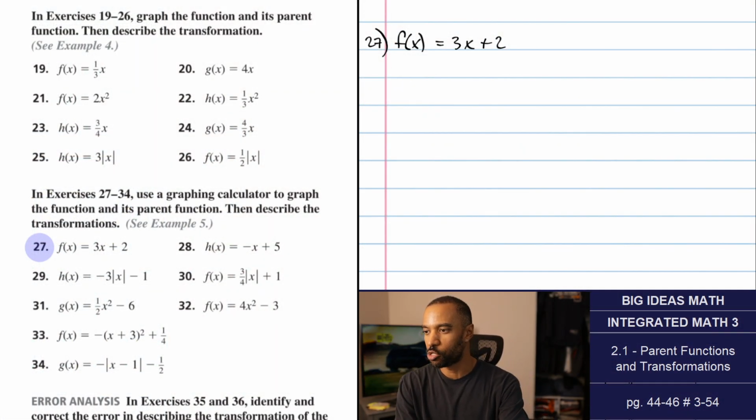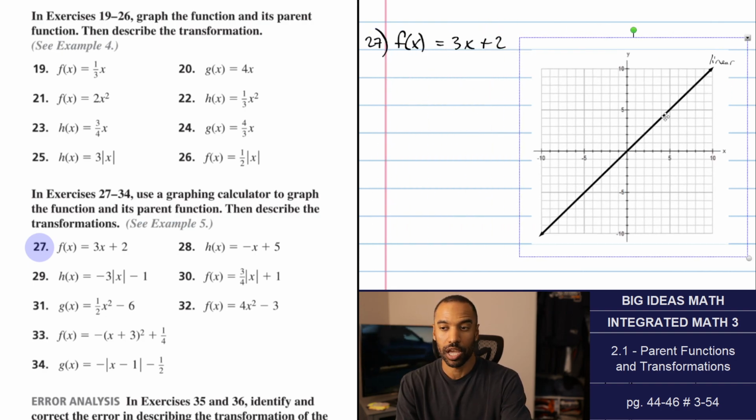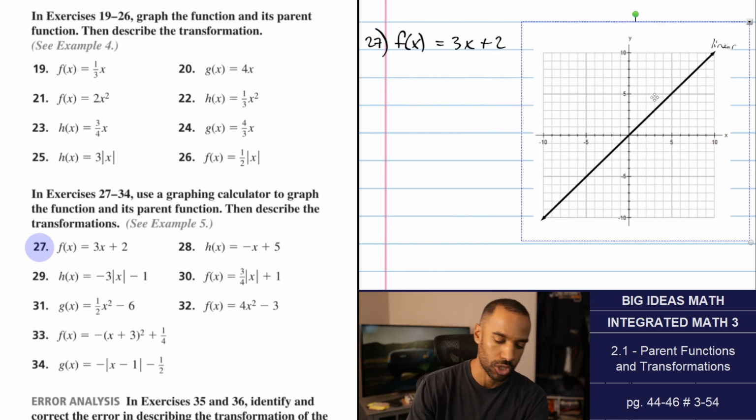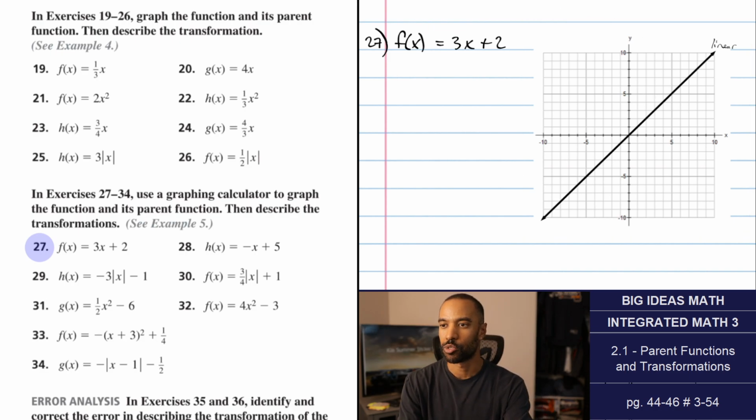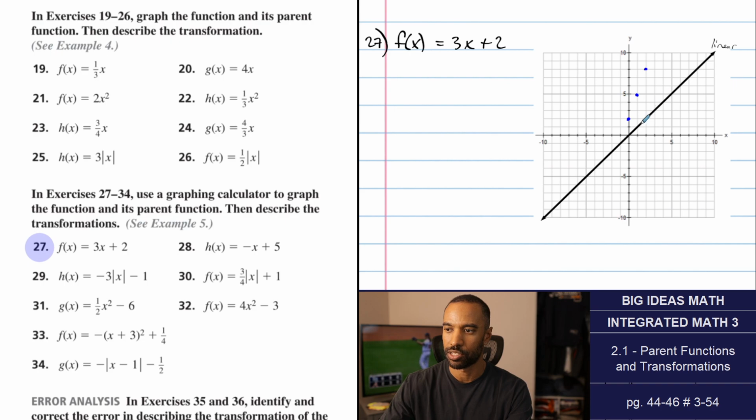Now, what's the difference between these problems and the ones before? This is a combination of transformations. I mean, this to you is just y equals mx plus b. That's great. Here's my y equals x equation, and here's my y equals 3x plus 2. Y-intercept of 2 and a slope of 3 over 1, 3 over 1, etc.